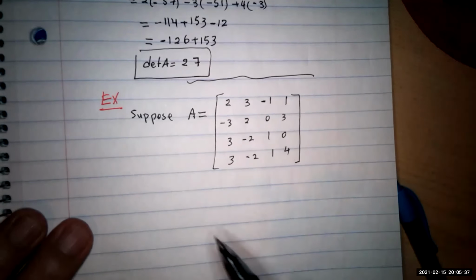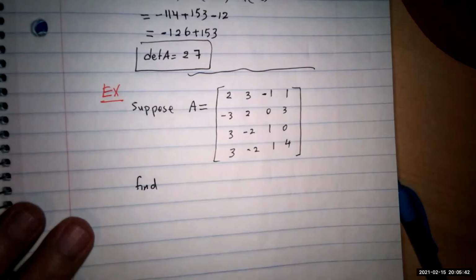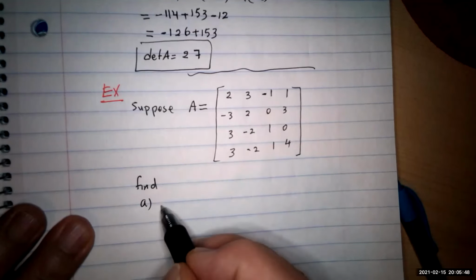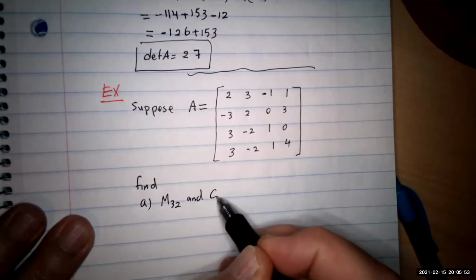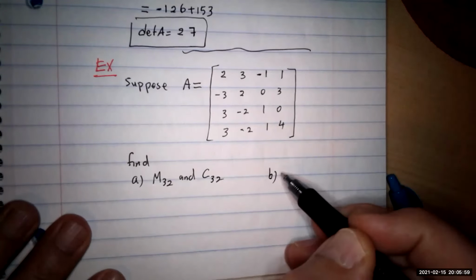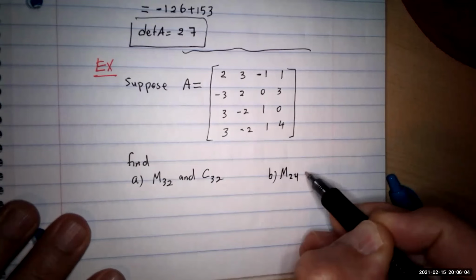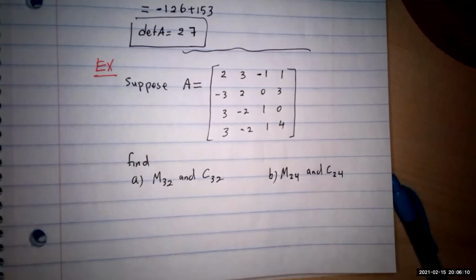Now they ask for just some quantities. They want you to find M32 and C32, the cofactor and the minor. And in part B, they ask for M24 and C24. We just check to see if you are familiar with this notation.